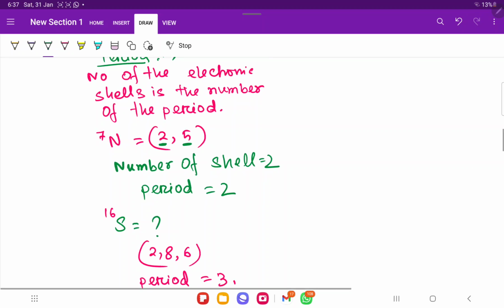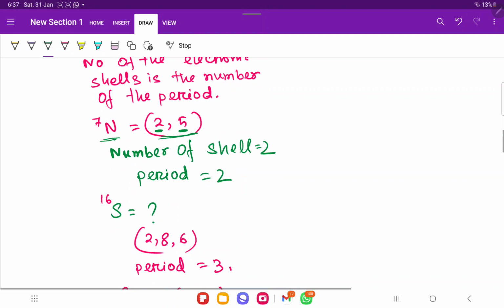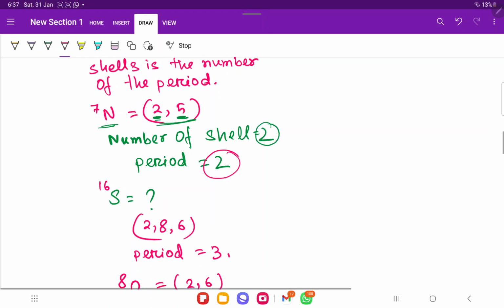So what we'll see is that nitrogen's atomic number is 7. If you see, the electronic configuration is 2 and 5, right? So basically 2 electrons are there in the first shell, and in the last shell it is 5 electrons. So the number of shells is 2 here, right? So the period will be 2 only.